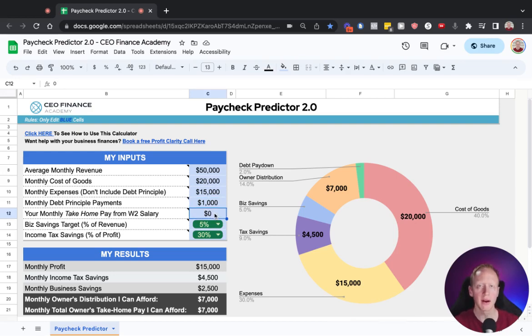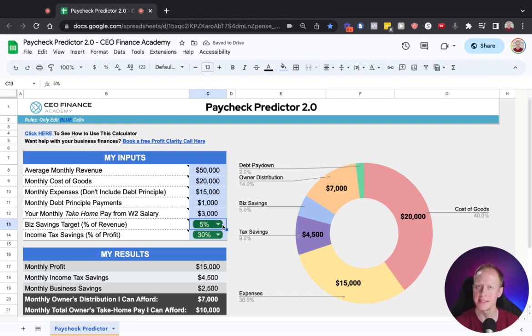Finally, if you are a W-2 salaried employee of your business, which usually is the case if you are taxed as an S Corp or maybe a C Corp, you'd probably have a W-2 salary. I want you to put your take-home pay from that salary. So how much actually hits your personal bank account? So go back, look at your personal bank account. Let's imagine that in this example, we have a take-home pay of $3,000 from W-2, okay?